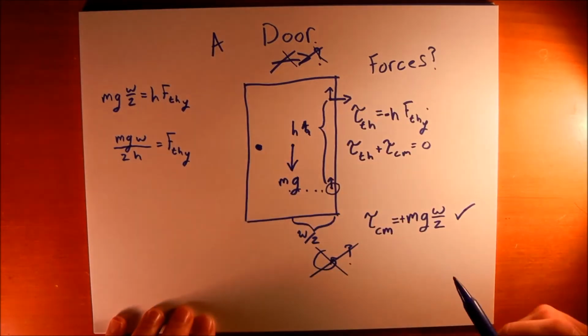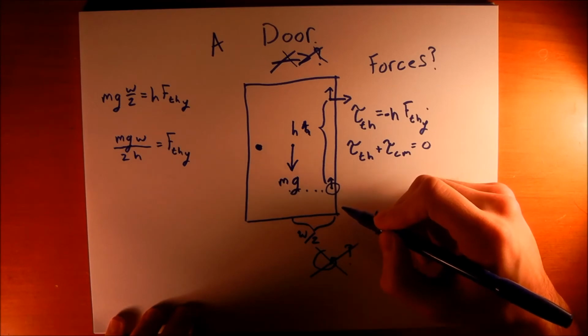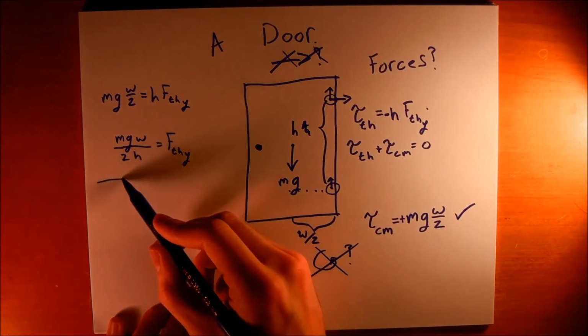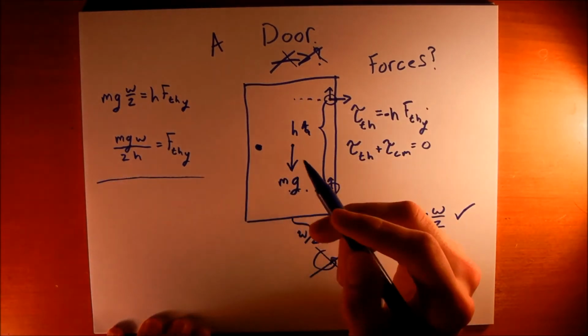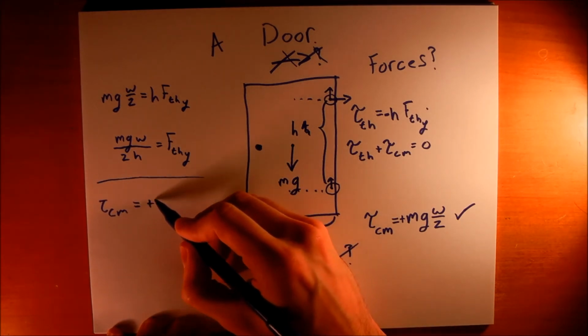But again, doors don't do this, so there must be some torque we're missing, some force we're missing. This is going to be a torque on the bottom hinge that we couldn't see because the lever arm was 0 because we were looking at that point. So now we'll have to go look at a different point. Let's call the top hinge our pivot point now, and recalculate the torques.